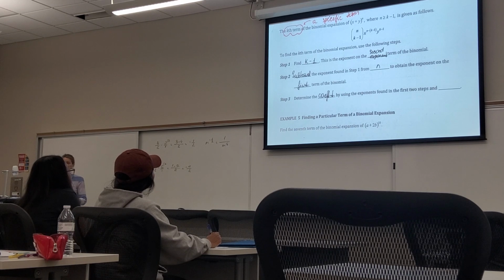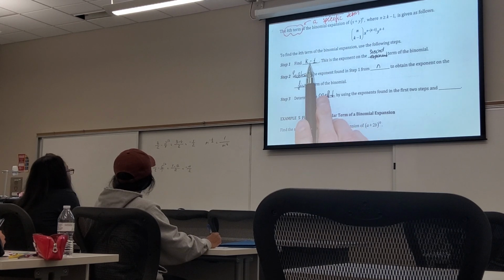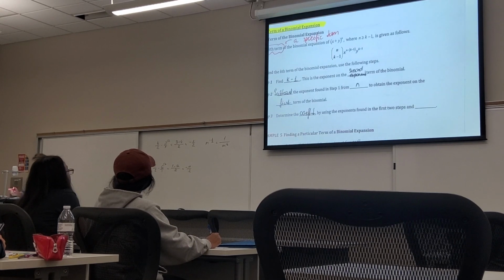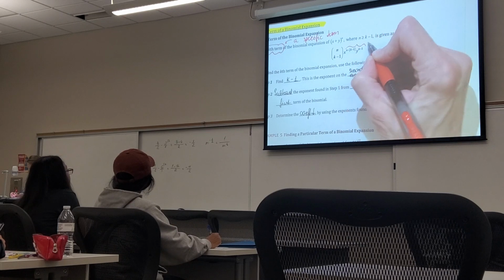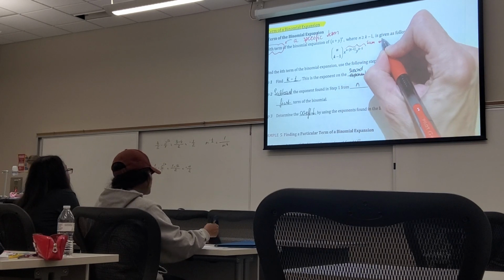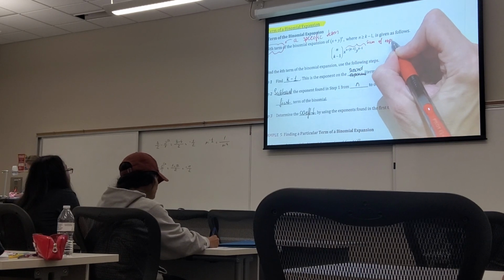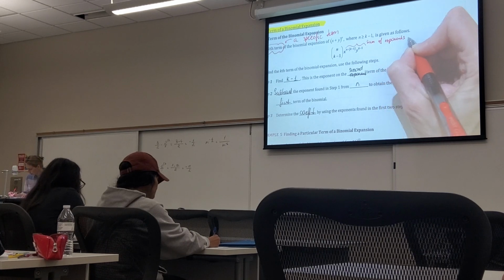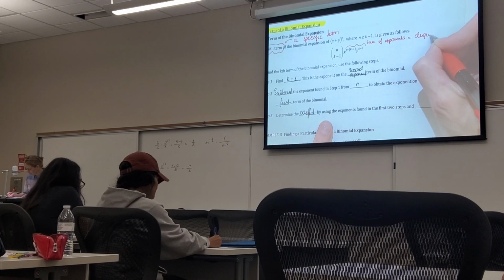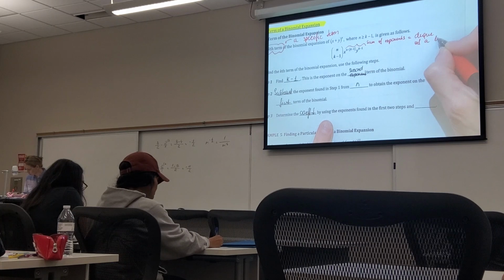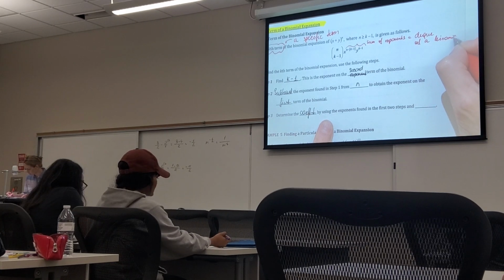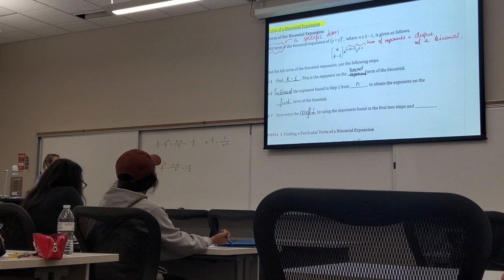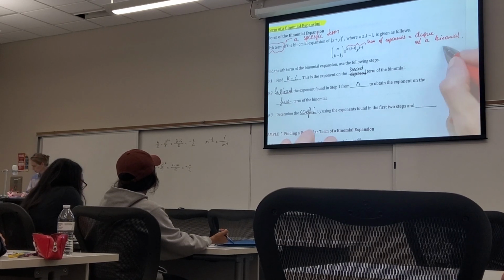And then you are going to do just everything that we just did for one term. The most difficult part is to do this and understand that the sum of exponents equals the degree of a binomial. So the sum of the exponents must be equal to the degree of the binomial, that is your n.